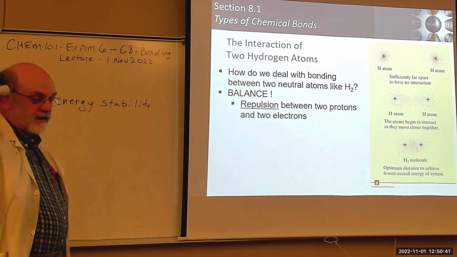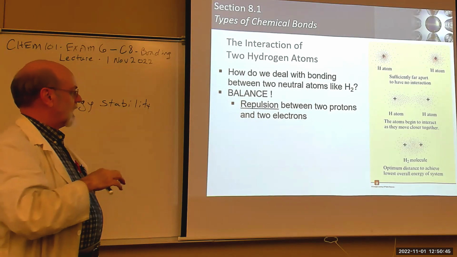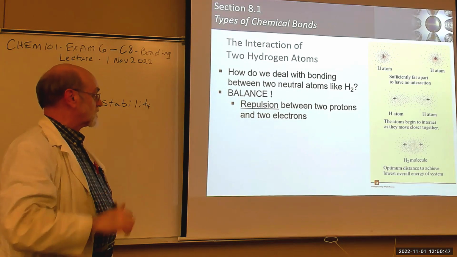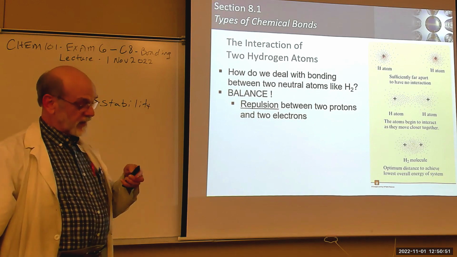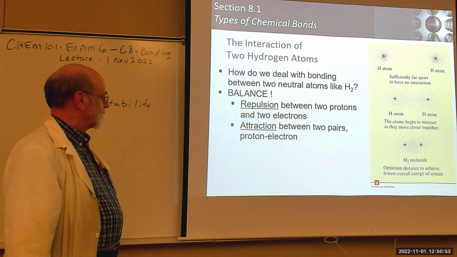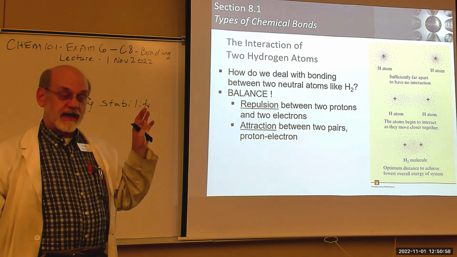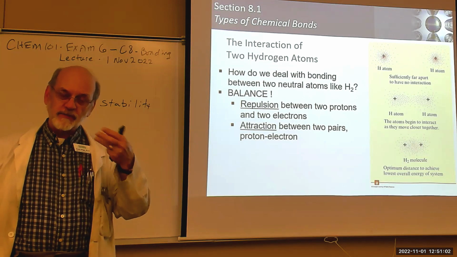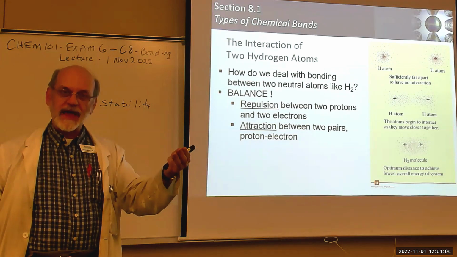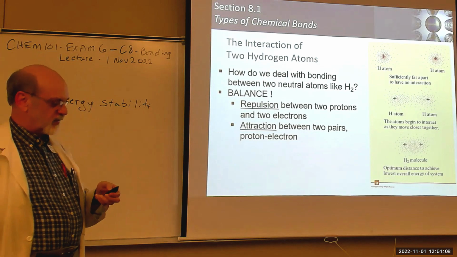We're looking at a balancing act. We've got one proton each and two electrons, and you have repulsive forces between the protons and between the electrons. But you also have attractive forces. Now we're looking at it in terms of electrostatics: attractive forces between the proton of one atom and the electrons of the other atom. And that also comes into play.